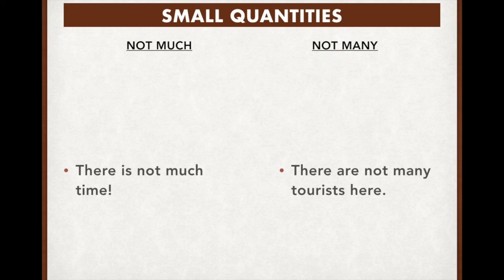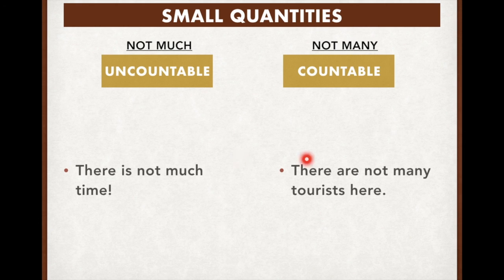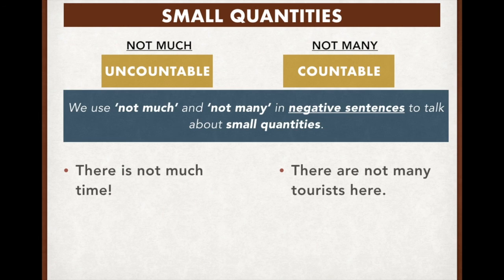on the other side, when talking about small quantities, we say not much or not many. Remember the difference? Not much time, this is uncountable. Not many tourists, that is countable. So right now there are not many people outside because of the quarantine. There is not much time to finish the exam or whatever. And as you can see, we use it in negative sentences. Okay, so there is not much time. There aren't many tourists here.